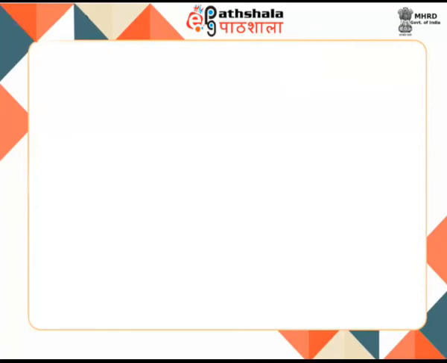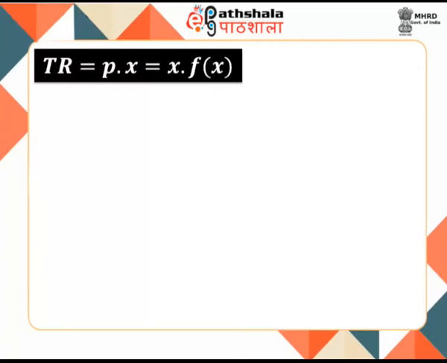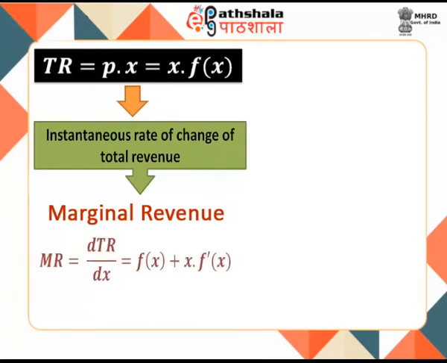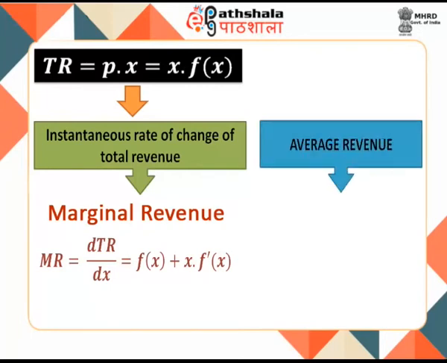On differentiating TR with respect to x, we get the instantaneous rate of change of total revenue, termed as marginal revenue, MR. So, MR = d(TR)/dx = f(x) + x·f'(x), and average revenue AR is defined as AR = TR/x = x·f(x)/x = f(x).